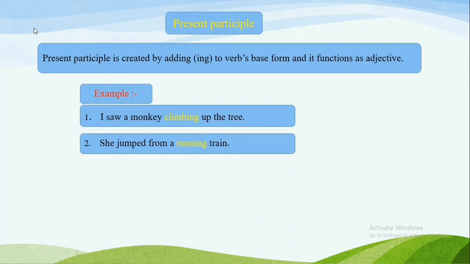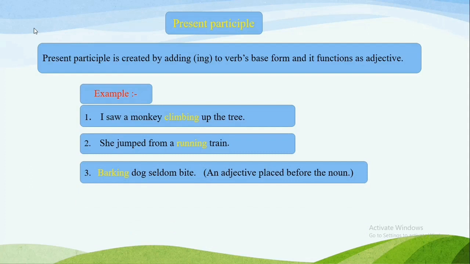Let's see another sentence. She jumped from a running train. Here, the main verb is jumped and running is the secondary verb in ing form. As it is describing the train, it functions as an adjective in the sentence, so it behaves as a present participle in the sentence. Let's see a few more examples of use of present participle.